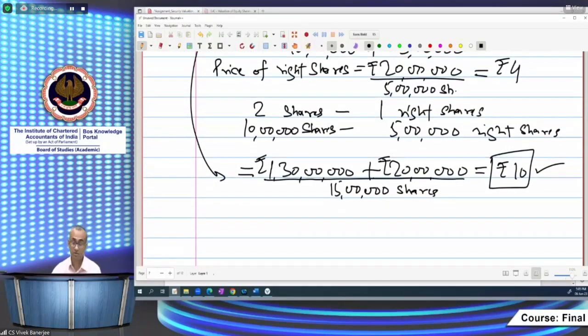Now we have to calculate the value also. Value of right share. The formula for the value of a right share is: ex-right price minus subscription price.